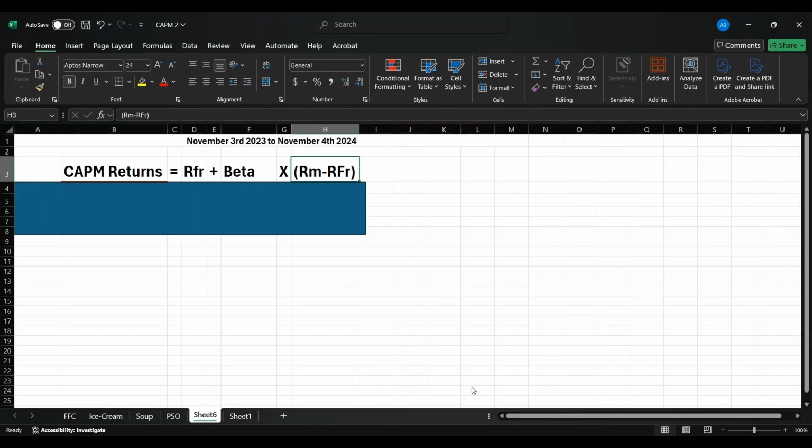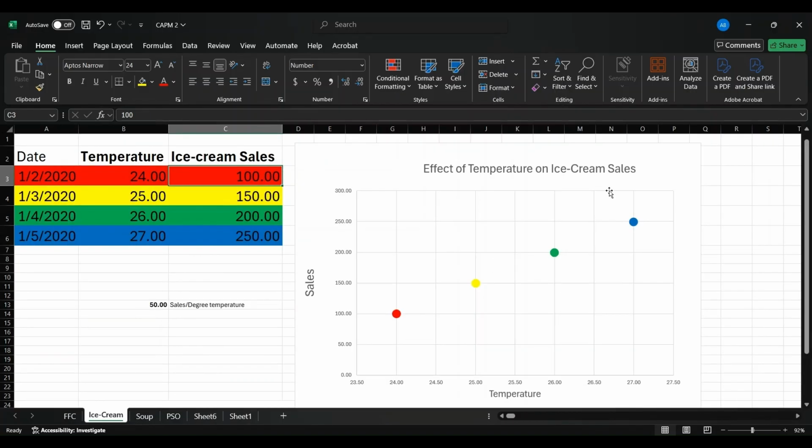Now, let's take the example of an ice cream shop to understand the relationship between dependent and independent variables, and then use that to build upon our understanding of what we mean by beta. Okay, so on the x-axis in this graph, we have the temperature. This is our independent variable. And on the y-axis, we have the sales.